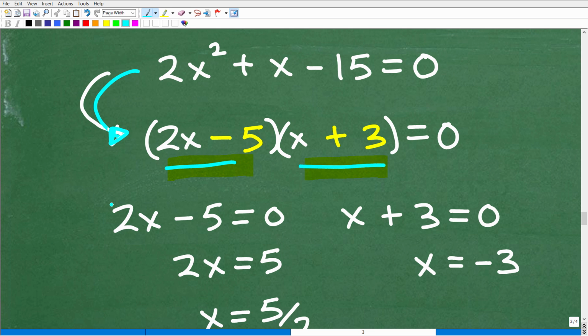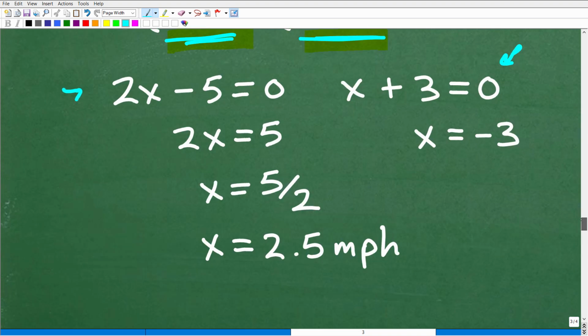We can set each of these binomials here equal to 0, right? So this times this is equal to 0, meaning that one of these or both of these must be equal to 0 if we multiply these guys together and we get 0, right? So we're going to set each of these binomials equal to 0 and solve for x.